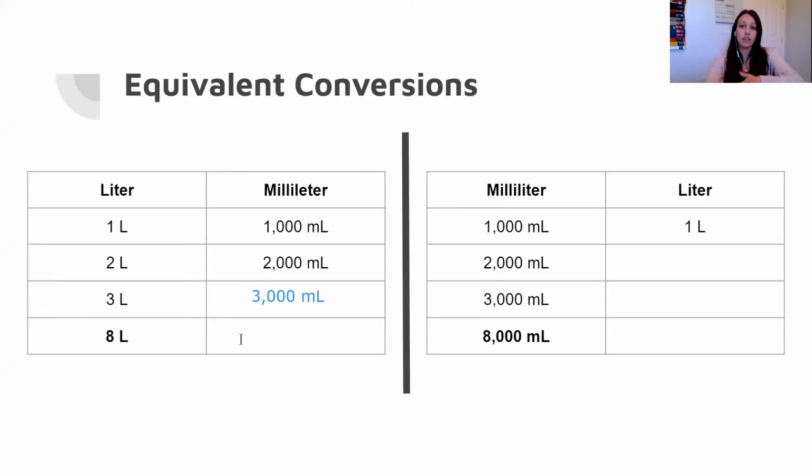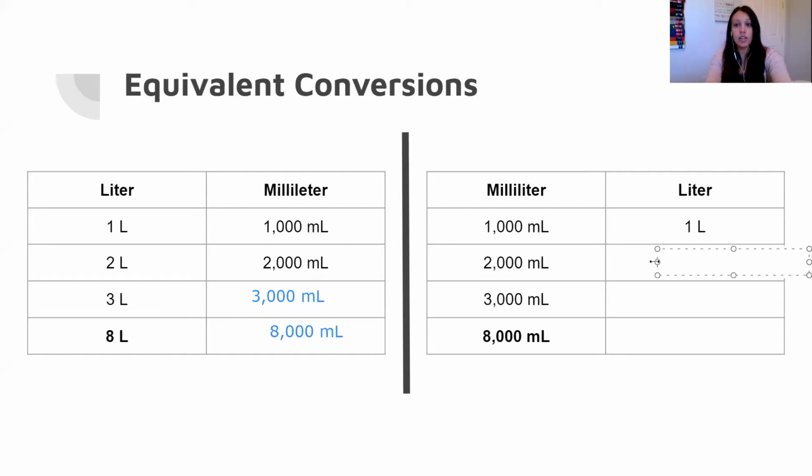Now, what about 8 liters? If you had a bottle that's 8 liters big, how many milliliters would that be? How many would be on the side of the bottle? 8,000, right? Because 8 times 1,000 is going to give us 8,000 milliliters. Just like that.